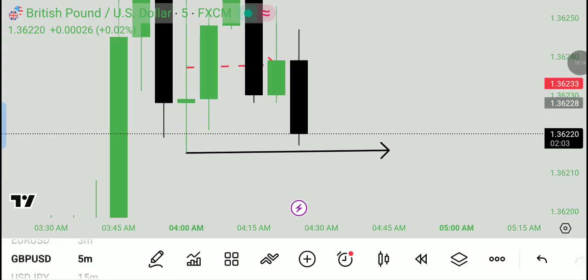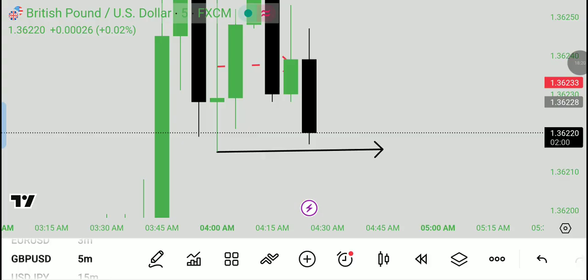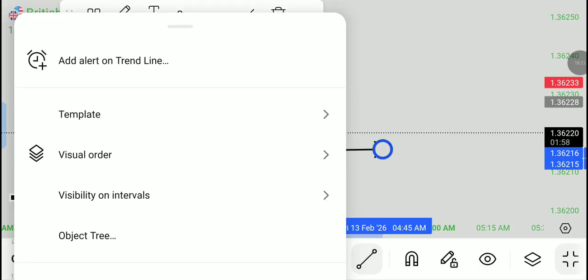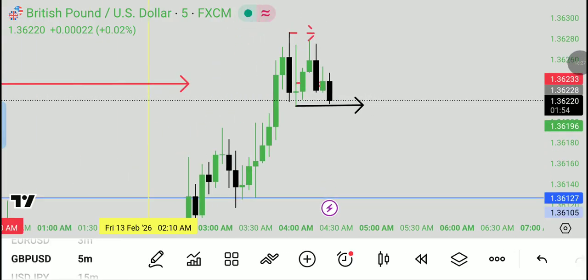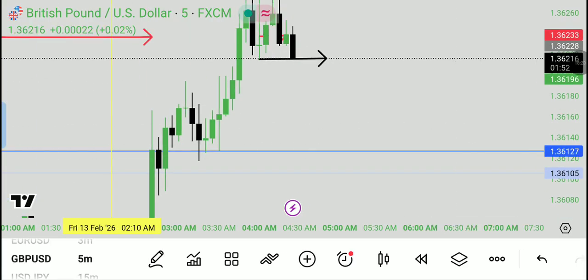Alright, the market is still forming down. I wanted to take this out for me to be sure that they are going to come down to here today.